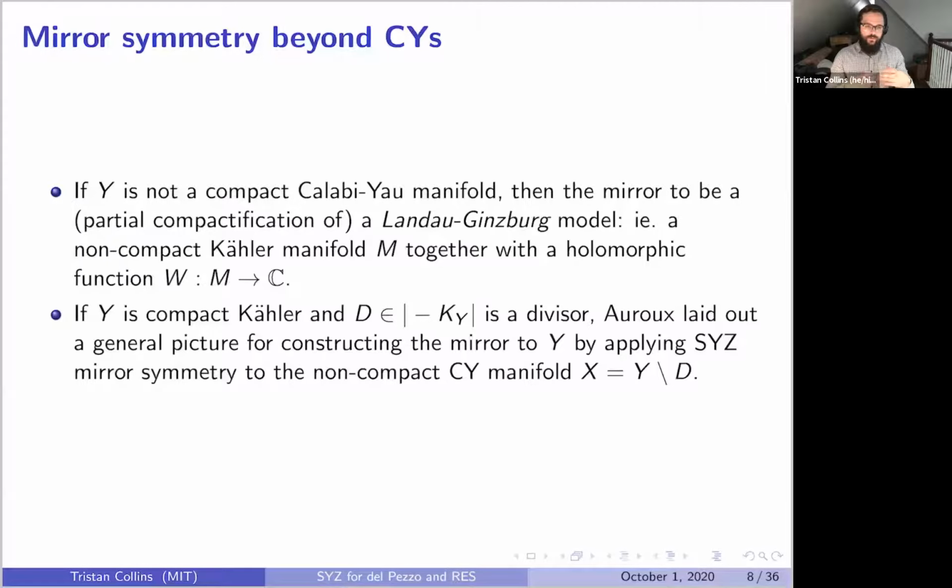So in other words, as we discussed before, if you have a compact Kähler manifold with an anti-canonical divisor, you can look at the complement as a non-compact Calabi-Yau, and then you could ask whether that non-compact Calabi-Yau manifold has an SYZ fibration, and then you could try to apply T-duality to that non-compact SYZ fibration and construct a mirror. So that's what I want to try to carry out in this talk for the examples of rational elliptic surfaces and del Pezzo surfaces.